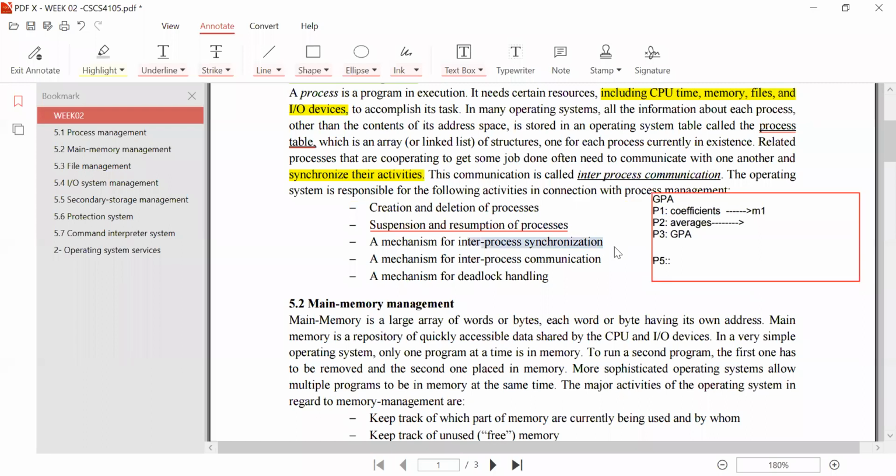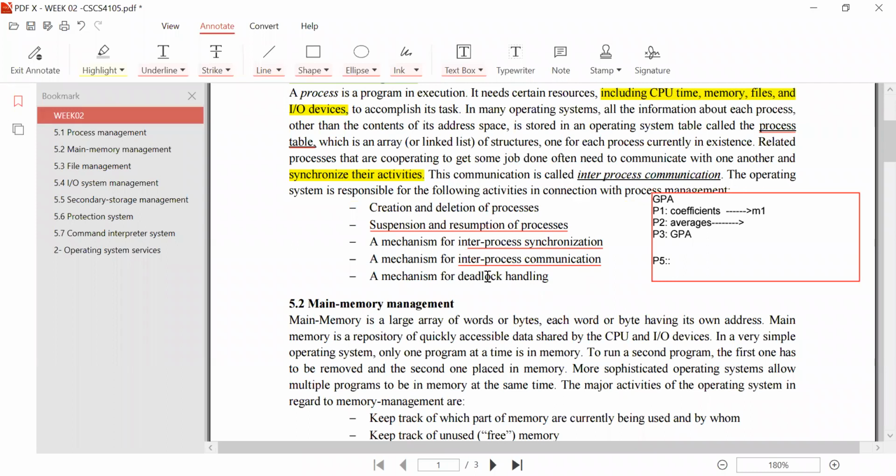Inter-process synchronization is also taken care of by the operating system. And I believe we have explained already the need for inter-process synchronization. When you have two or several processes that are intended to accomplish a given task, their activities must be synchronized. And then we have inter-process communication. It's also handled by the operating system. Is it going to use message passing, or is it going to use shared memory?